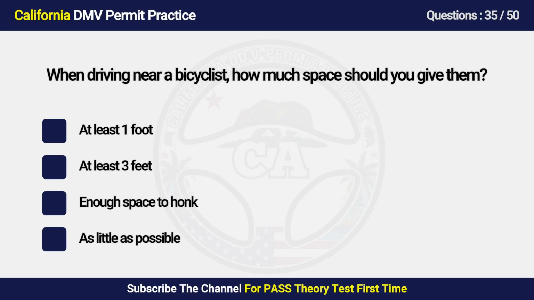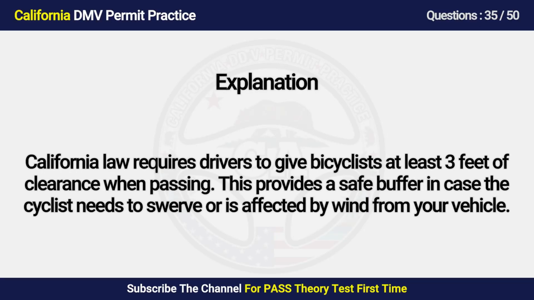Question 35. When driving near a bicyclist, how much space should you give them? A, at least 1 foot. B, at least 3 feet. C, enough space to honk. D, as little as possible. Answer is B, at least 3 feet. California law requires drivers to give bicyclists at least 3 feet of clearance when passing. This provides a safe buffer in case the cyclist needs to swerve or is affected by wind from your vehicle.